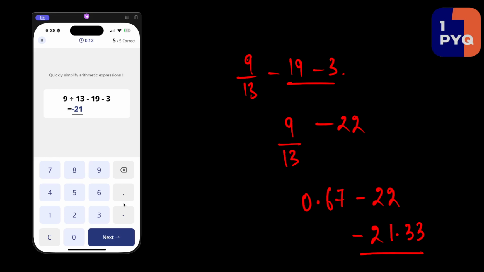Minus 21.3. I'll enter that. Again, minus 21.4.